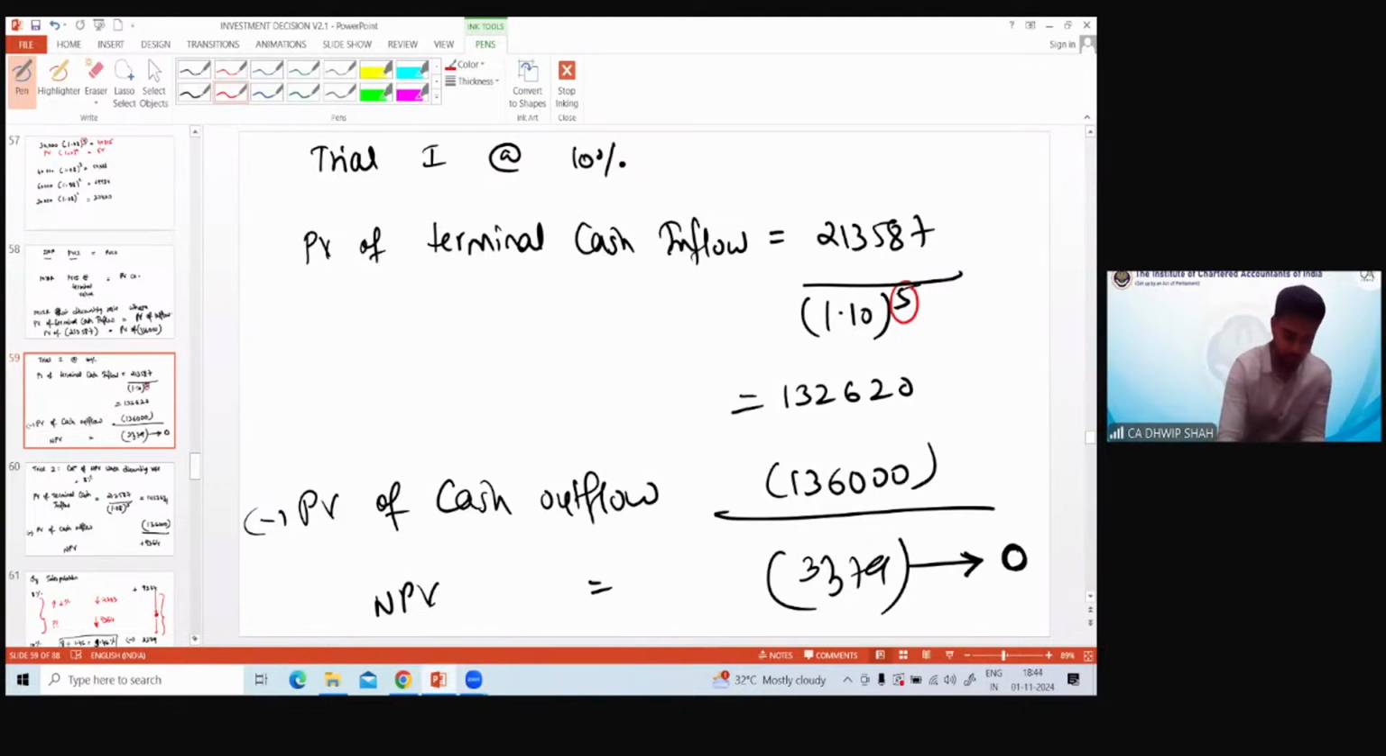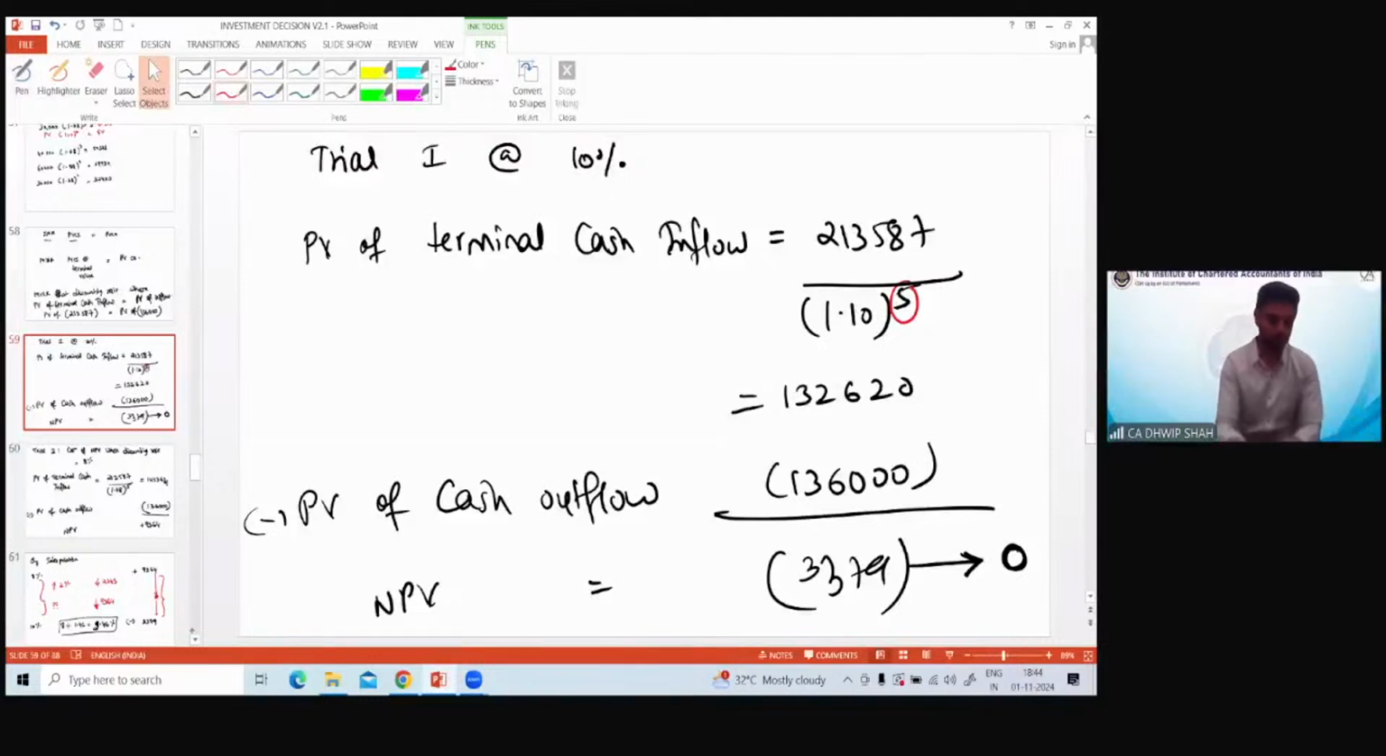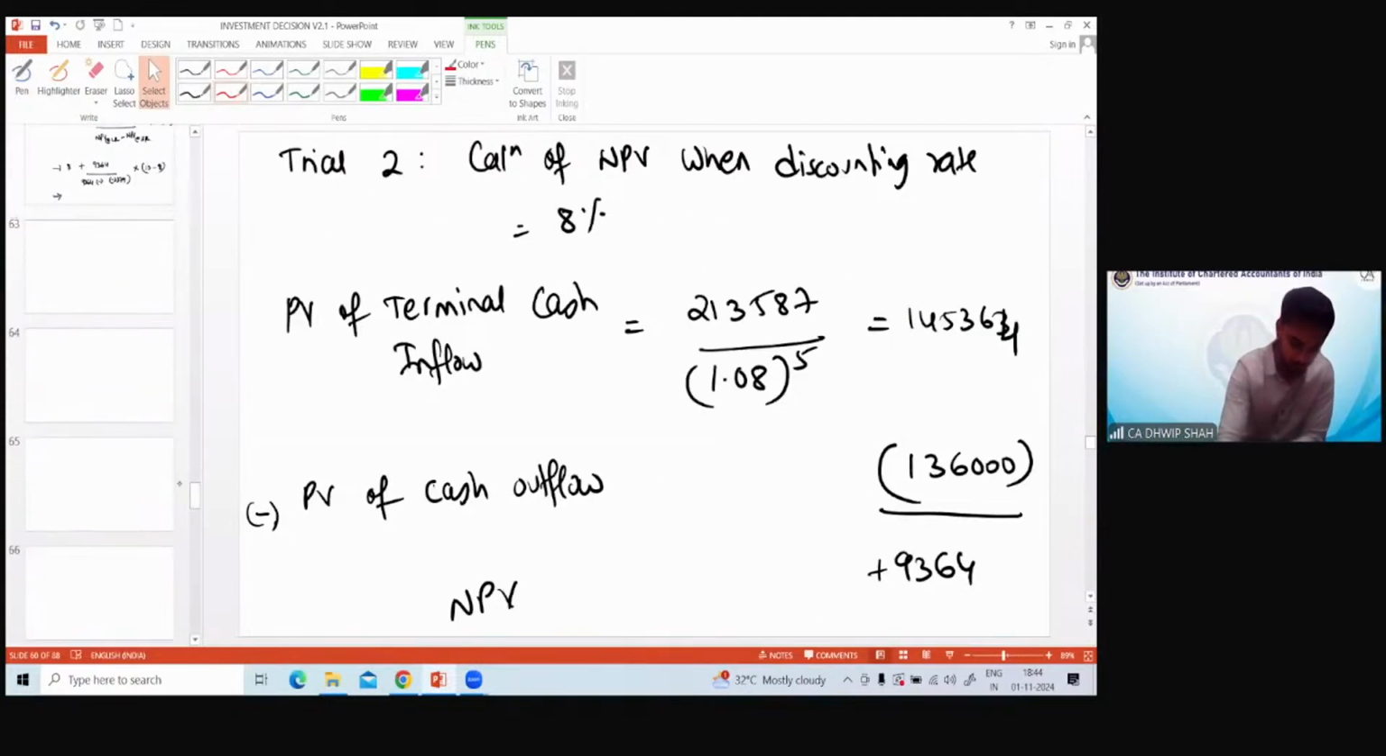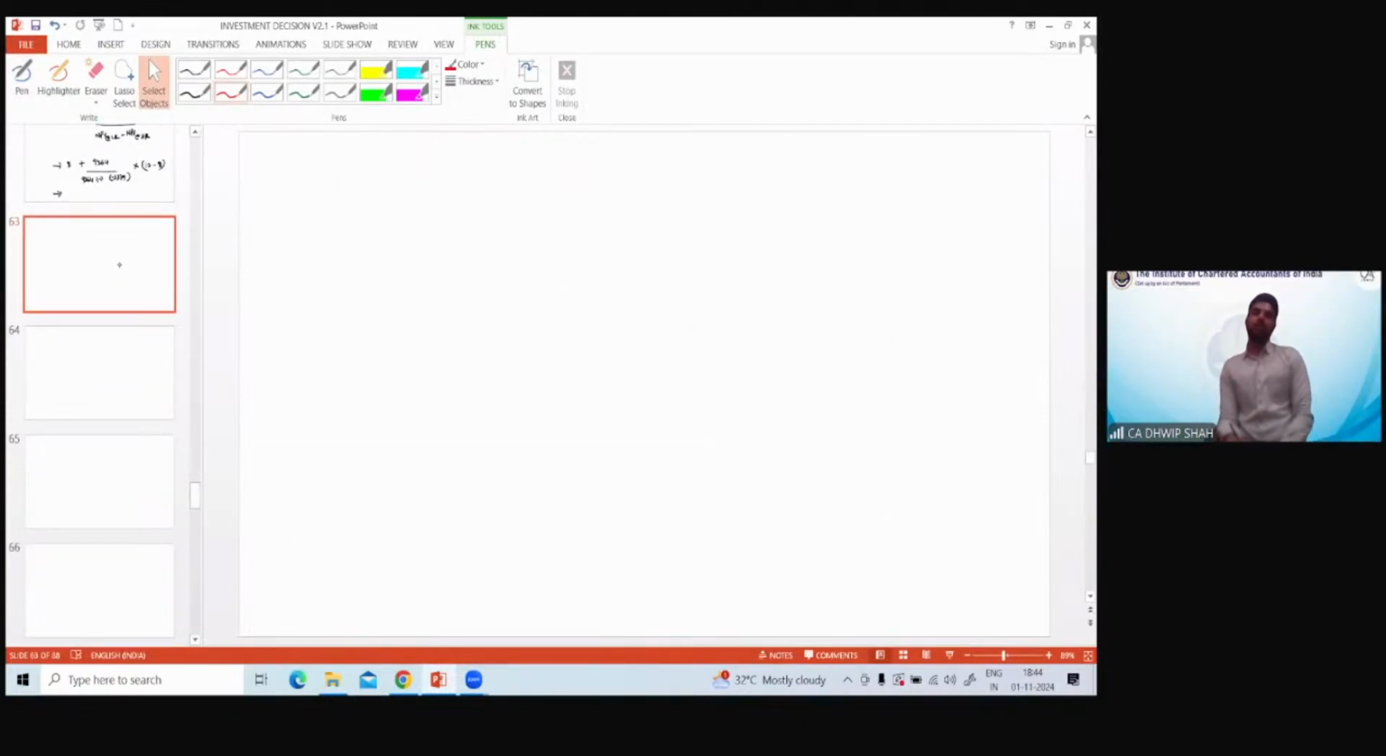Okay, let's move ahead now because we are short of time. Now, next concept. All the capital budgeting techniques are done. But there are certain other topics that we need to cover in this chapter.